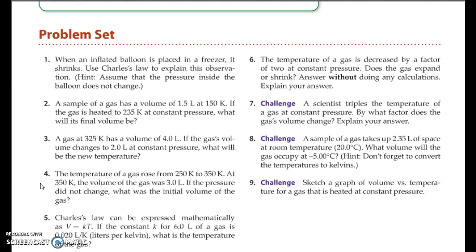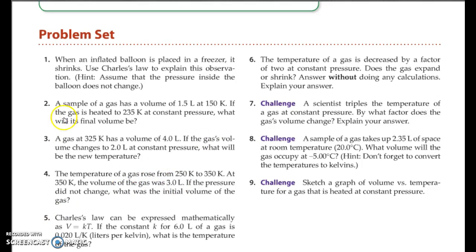If the pressure did not change, what was the initial volume of the gas? So write it all out, hit pause. Let's think about it. Our temperature went up, but this is our final volume, right? So we're looking for the original volume. So the original volume should be more than or less than 3? The original volume should be less than 3 because it went up to 3.